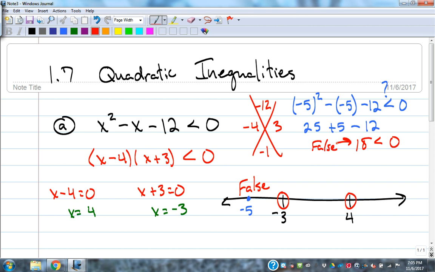Okay? Now I need to check a number that's in between -3 and 4. What's the easiest number between -3 and 4? 0. I'm going to pick 0 to check.